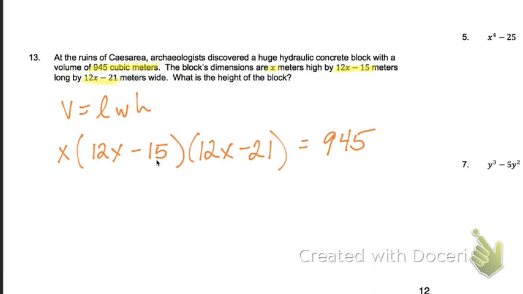Now, if I want to solve for x, I need to multiply all the dimensions together. Then I need to move the 945 over and then solve it by factoring, because that's really the only way we know how right now. So in these examples, it'll be solving by factoring. So I'm going to multiply this out first. I'm going to distribute the x. So 12x squared minus 15x.